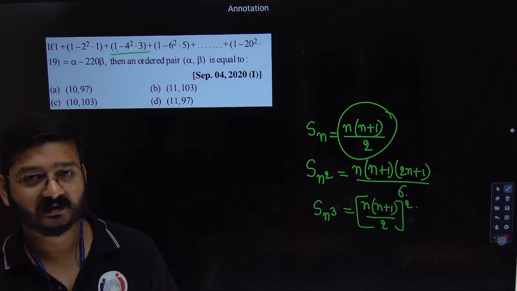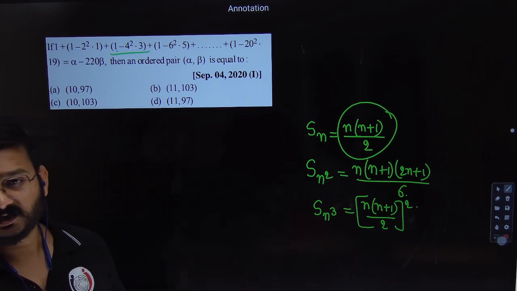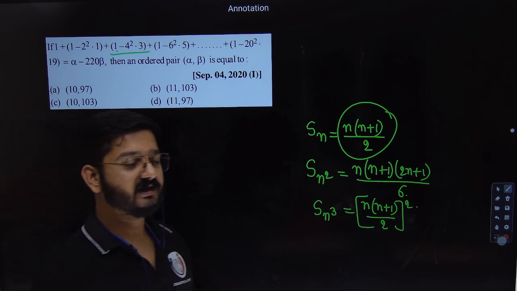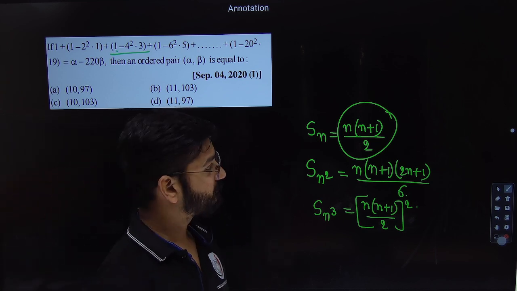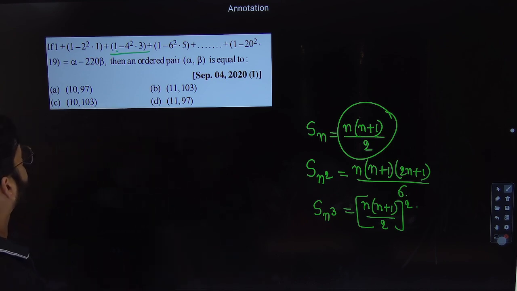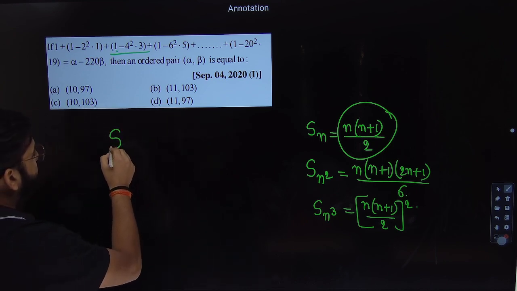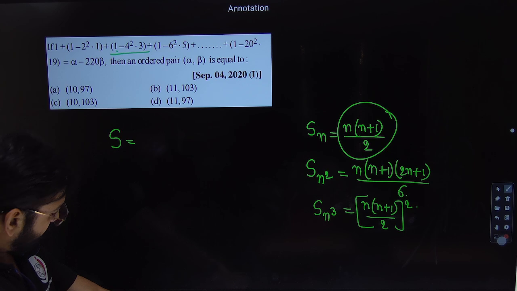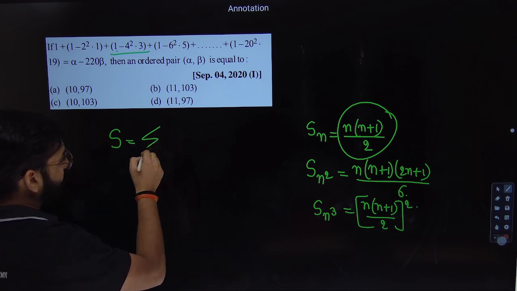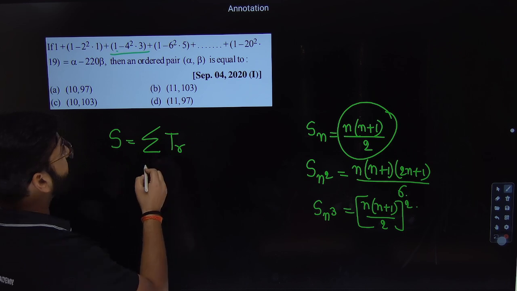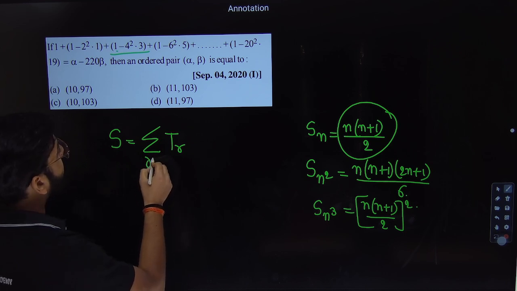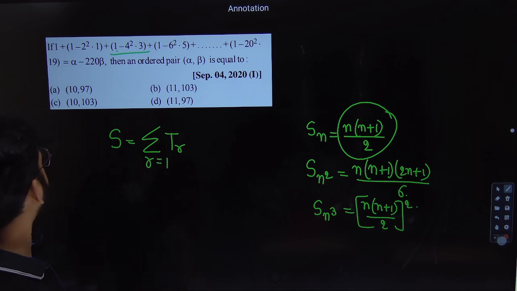So whenever you get any random sequence, always think of writing the general term. Write the general term. All of you see on the board. So I need to find the sum. The sum will be equal to what? Summation of general term, correct? From r equal to 1 to the number of terms given.